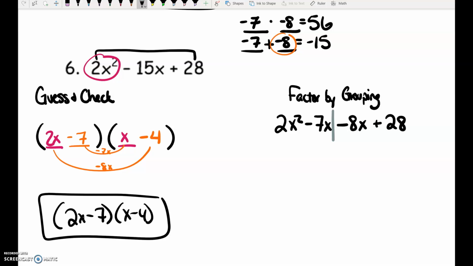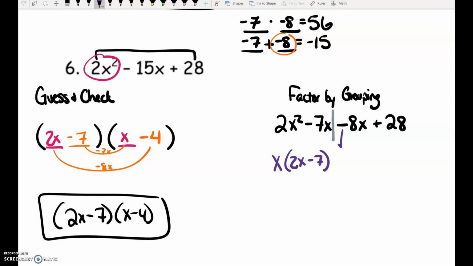Split this down the middle. My first group, 2 and negative 7 don't have anything in common, but they do both have an x. So that'd be 2x minus 7. In my second group, 8 and 28, they don't have 8 in common. They have more than 2 in common. 4.